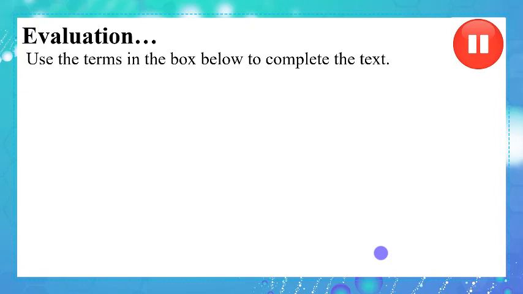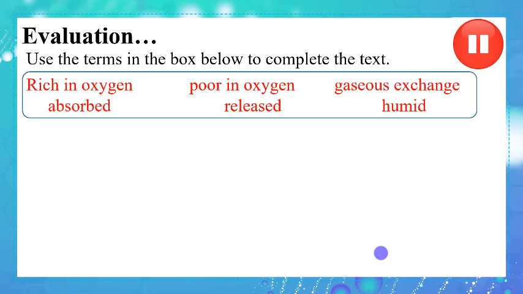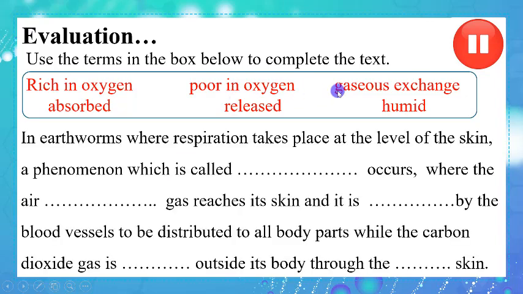Now let's answer the following questions about respiration and earthworm. Use the terms in the box below to complete the text. We have rich in oxygen, poor in oxygen, gaseous exchange, absorbed, released, humid. In earthworms, where respiration takes place at the level of the skin, a phenomenon which is called gaseous exchange occurs.